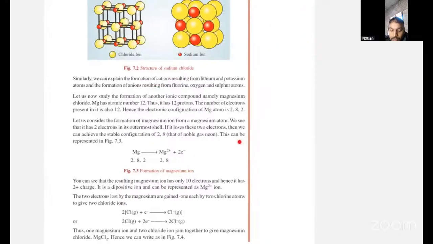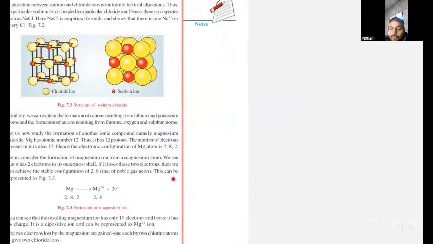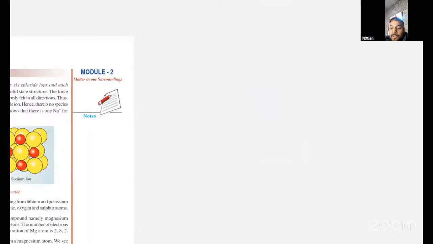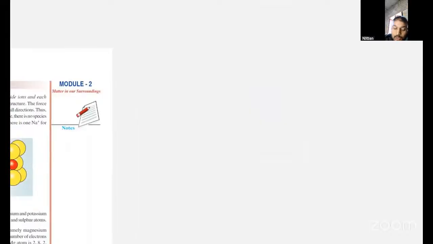Correct. Okay. So yesterday we did the Lewis dot structure of NaCl. Today we will make a Lewis dot structure of MgCl2, which is magnesium chloride.